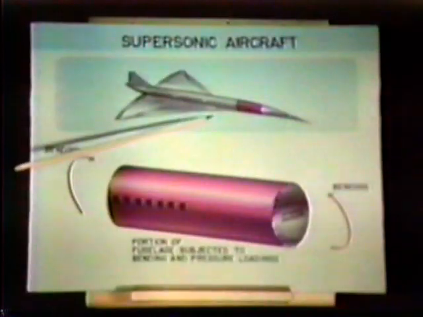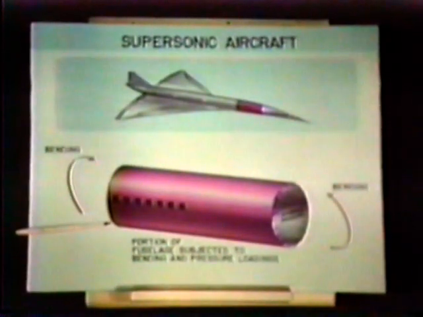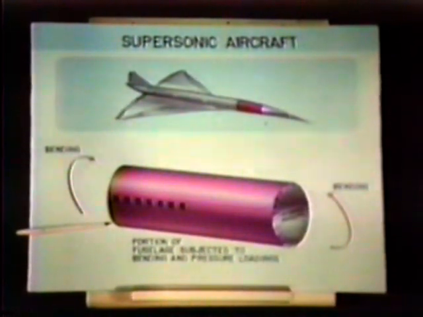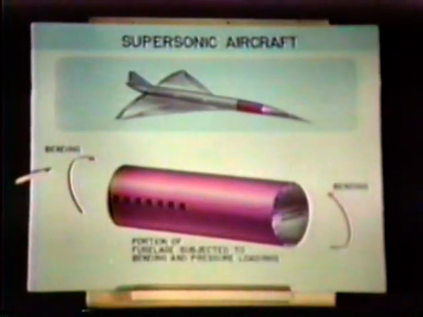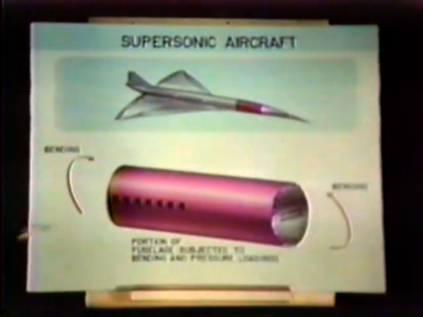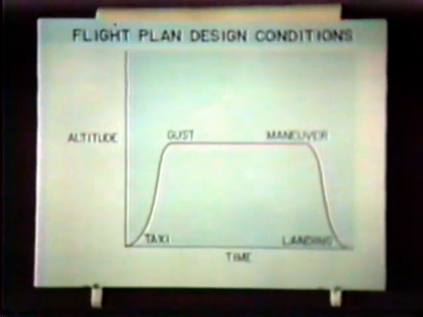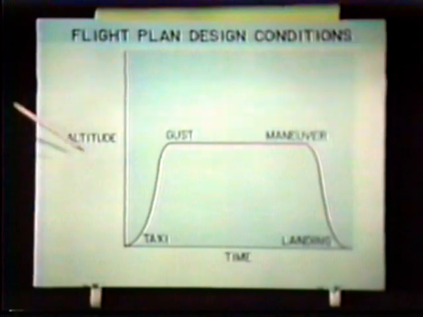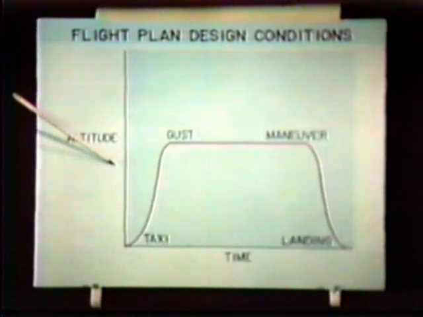From a structural point of view, we will be designing a stiffened cylinder. During the flight of the aircraft, this cylinder is subjected to several combinations of bending and internal pressure loadings. The next poster is a sketch of altitude versus time for the aircraft. The design conditions occur during taxi, gust, maneuver, and landing.